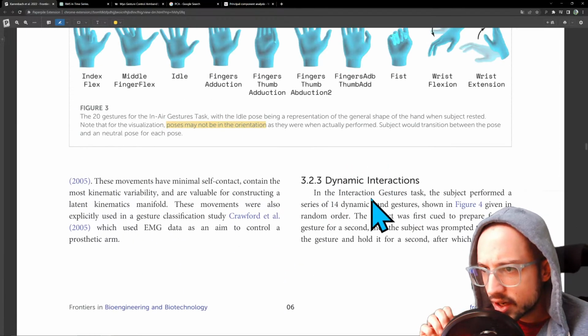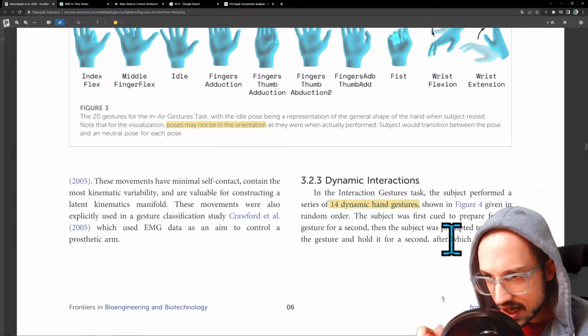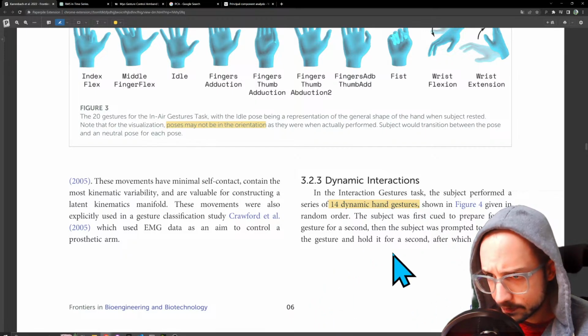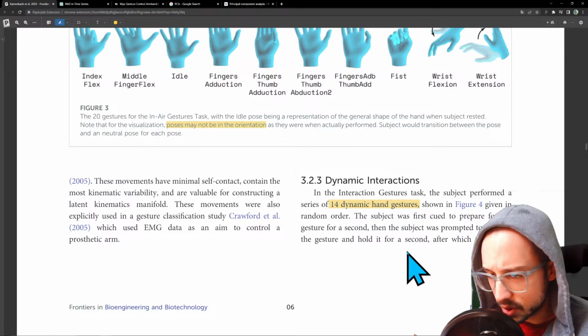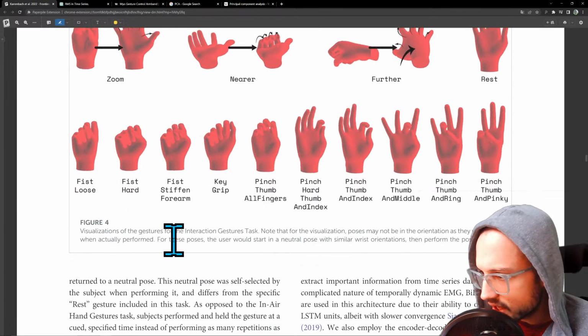Dynamic interactions. The interaction gestures task. The subject performed a series of 14 dynamic hand gestures. Okay, so we had 20 static hand poses, and now we have 14 dynamic hand gestures. So in total, we're at about 34 different classification categories here. So these are the hand gestures.